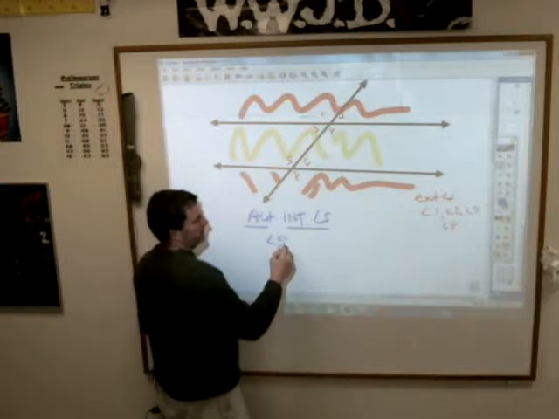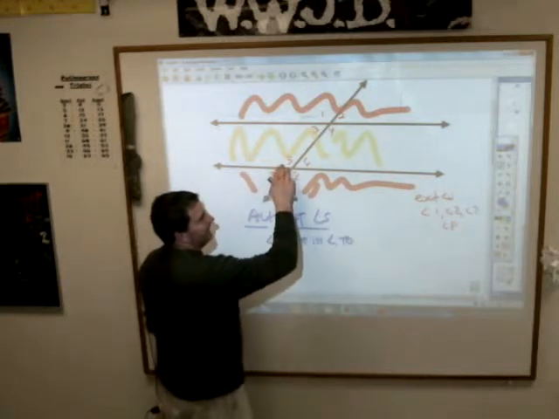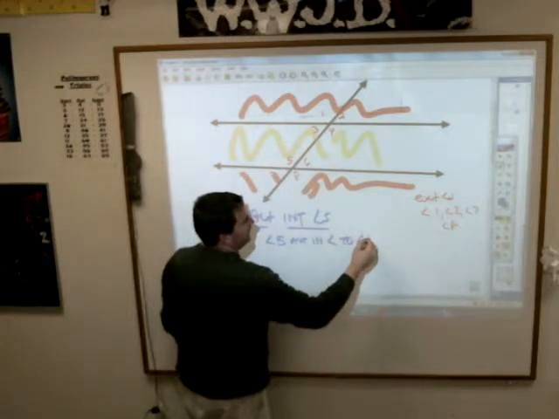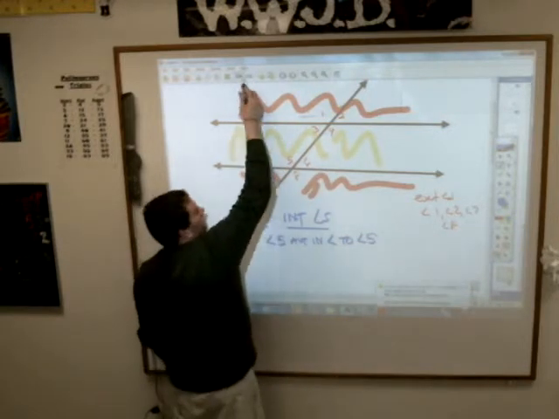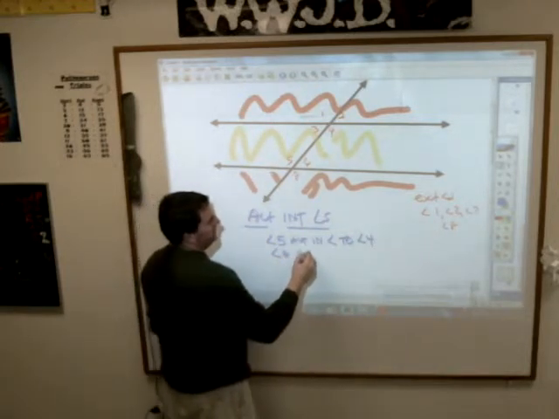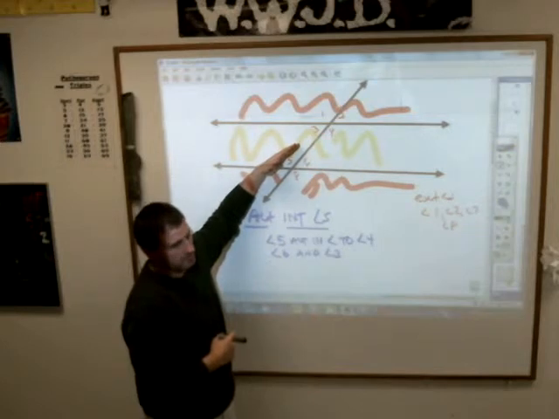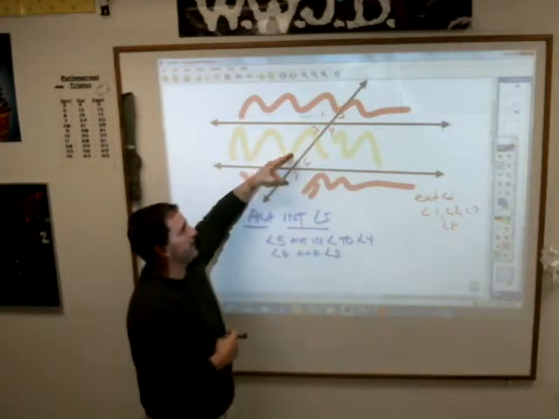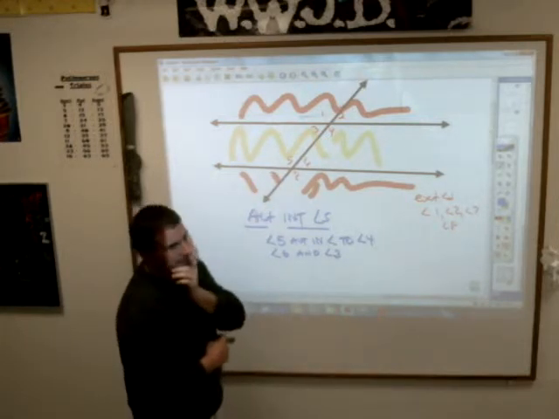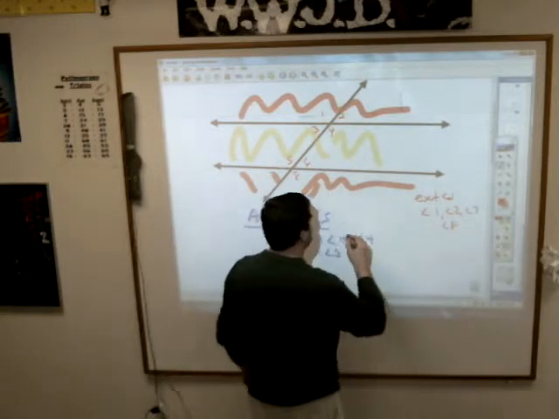Angle 5 is an alternate interior angle to angle 4. They switch sides of the transversal. Angle 5 and angle 4 are alternate interior angles, as are angle 6 and angle 3, alternate sides of the transversal. And guess what's true about angle 5 and angle 4? Alternate interior angles are equal.